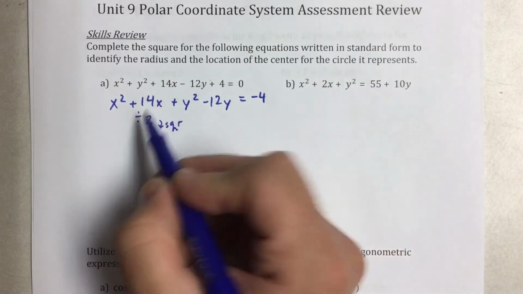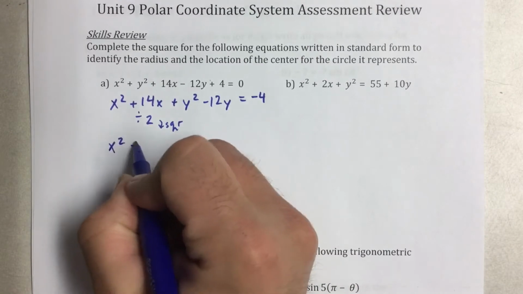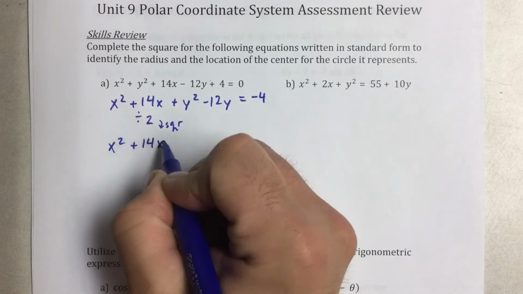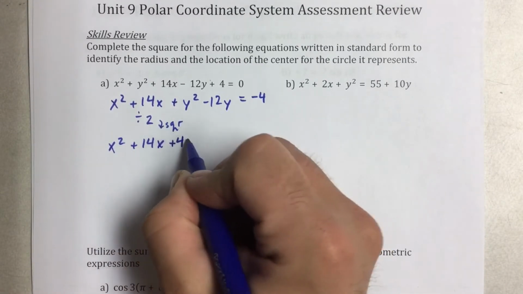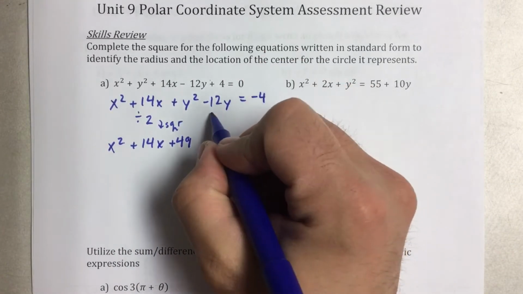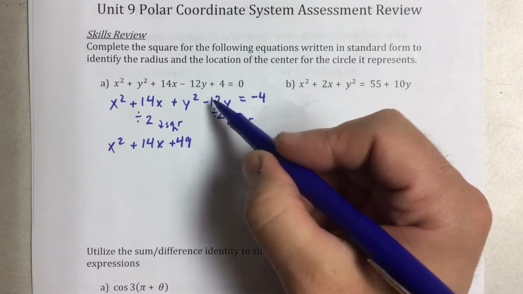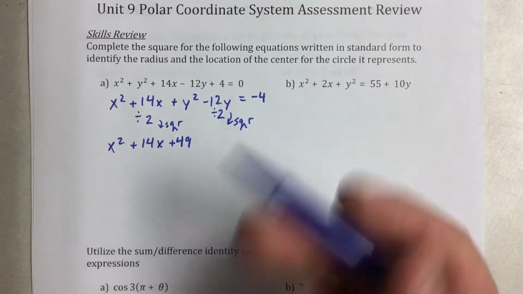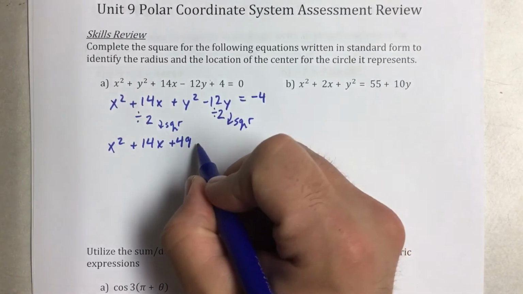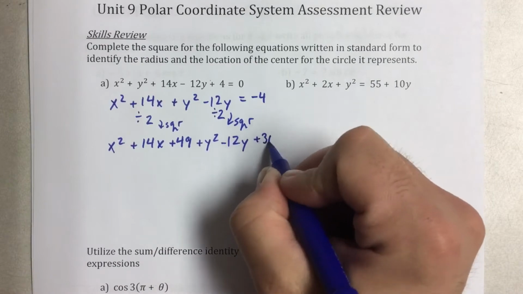So that'd be 7. You square 7, you get 49. So you get x squared plus 14x plus 49. Then doing the same thing for the other term, we divide by 2 and then square it. So we get negative 6. Negative 6 squared is positive 36. So we have y squared minus 12y plus 36.